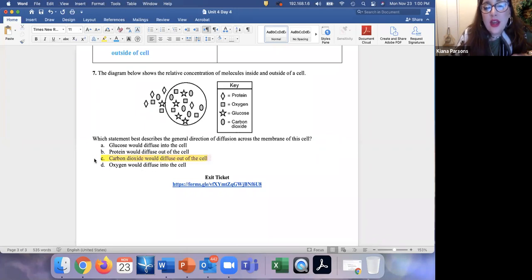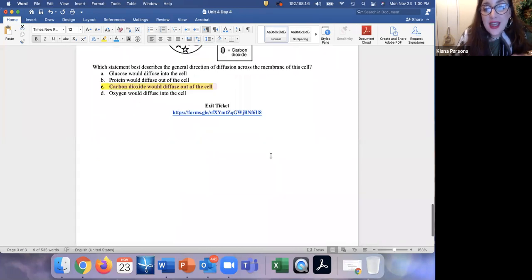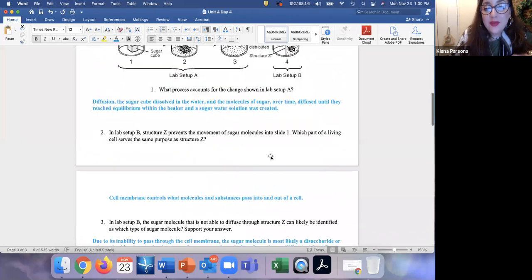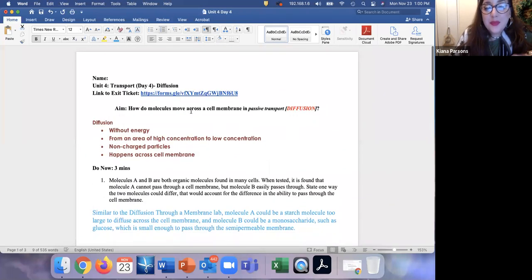So the correct answer for the last question, number 7, is C, and that's all I have for you today, ladies and gentlemen. Today's aim was how do molecules move across a cell membrane in passive transport, and we were talking all about diffusion.